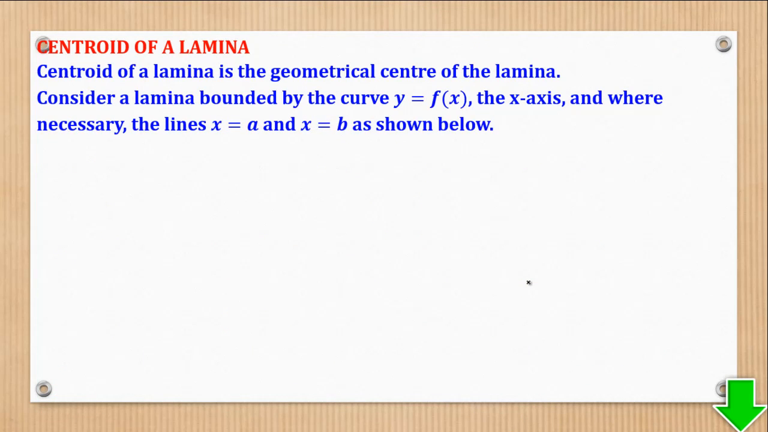So let's look at centroid of a lamina. In centroid of a lamina, we need to bring in some of the calculus which you covered in math paper 1. So centroid of a lamina is the geometrical center of a lamina. We already saw that. So consider a lamina bounded by the curve, the x-axis, and where necessary the lines x equal to a and x equal to b as shown below. So let's make a simple sketch for such a curve.